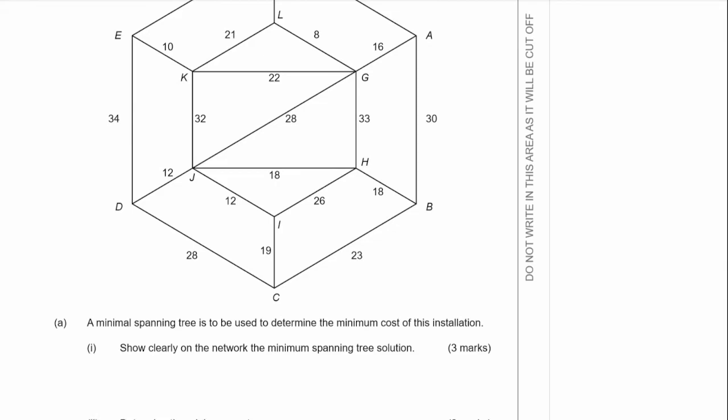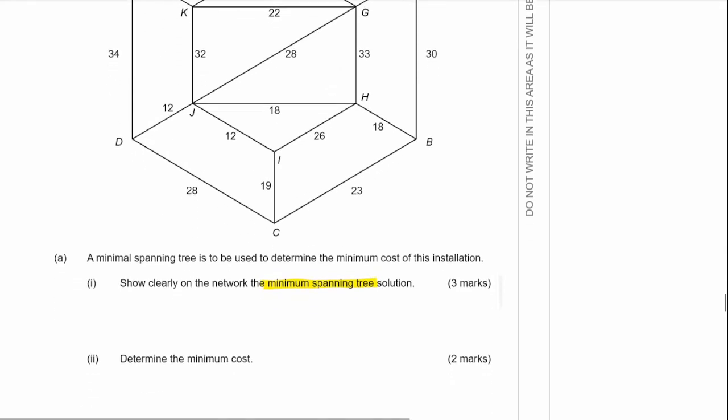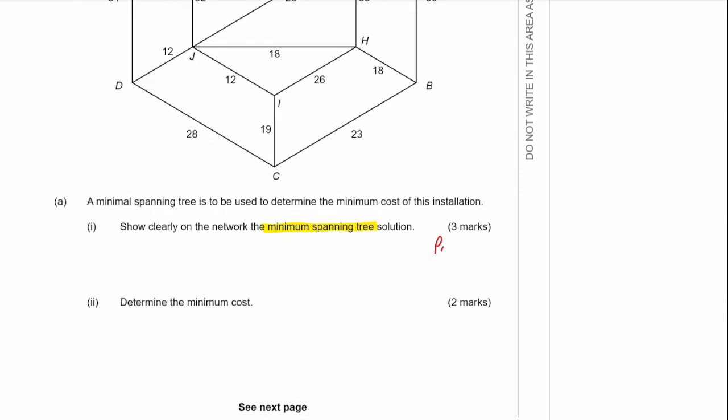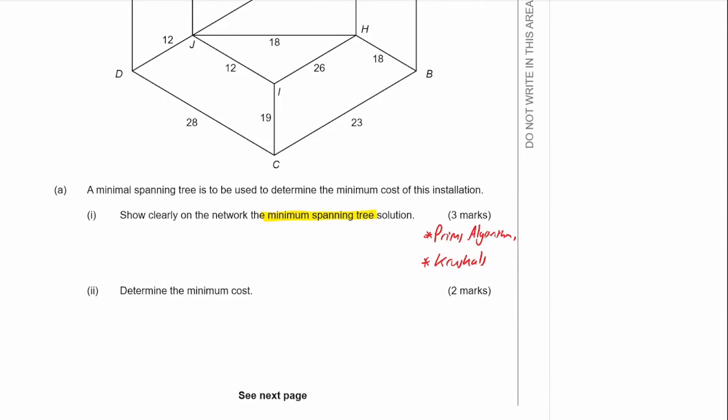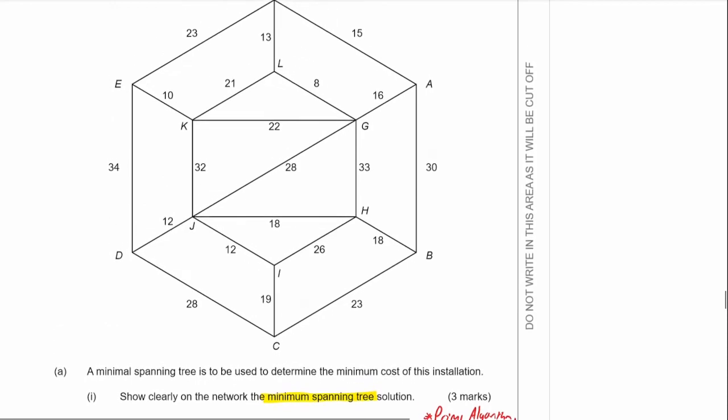Show clearly on the network the minimum spanning tree. In the curriculum, it says you have to use Prim's algorithm. I'm going to do that one last. I like Kruskal's algorithm. It's a lot easier to use when you're finding a minimum spanning tree if you are given the network. If you're given a table, I would go with Prim's. If you're given the network, I would go with Kruskal's. Kruskal's is not technically in the course, but it is a quicker way to get a minimum spanning tree. And this is the way it works.